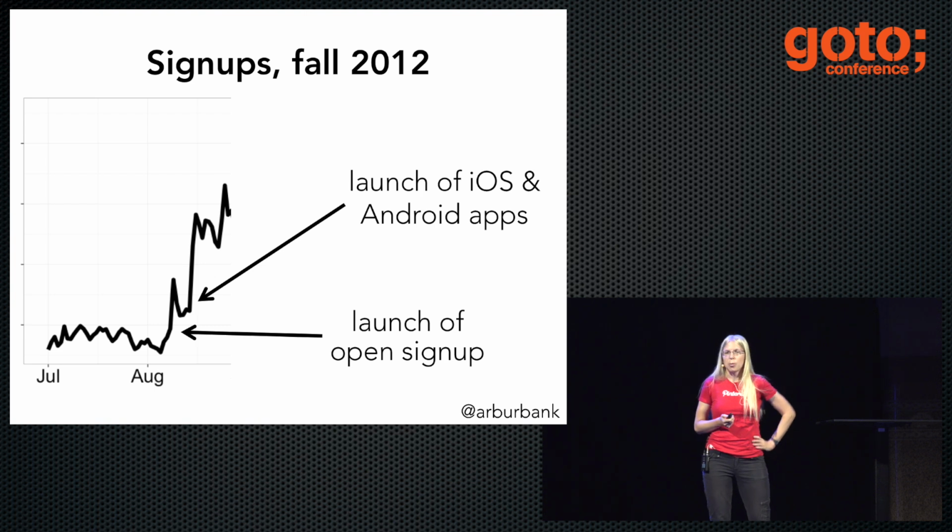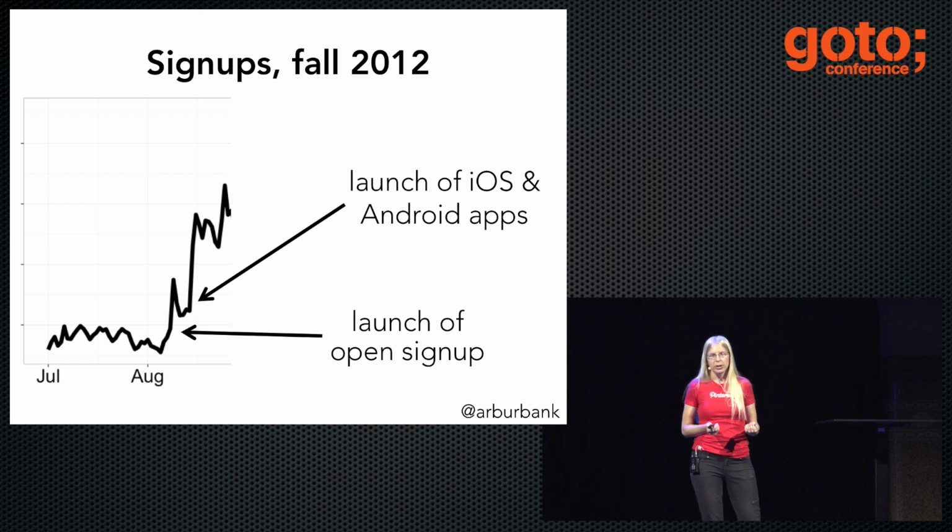And so we wanted to see what outcome that would have on our metrics. And so we could see that when we did these things, signups completely went through the roof. This is awesome. All of our hard work is paying off. We can see that not only is there a bump when we launched what we call open signup, but there's a second bump when we launch our mobile apps. We are getting the users that we're hoping to get. Hooray.